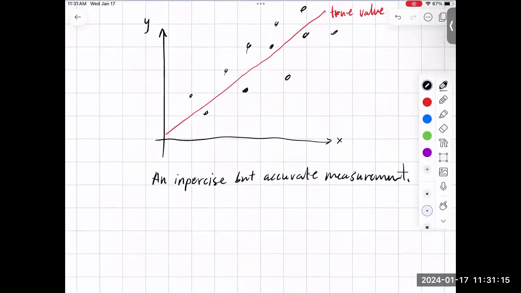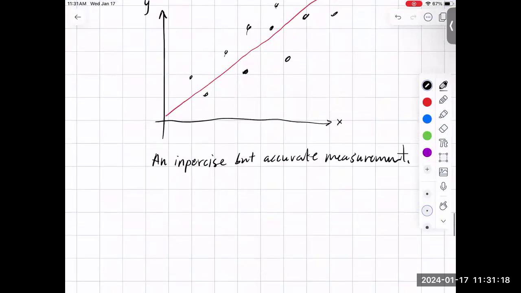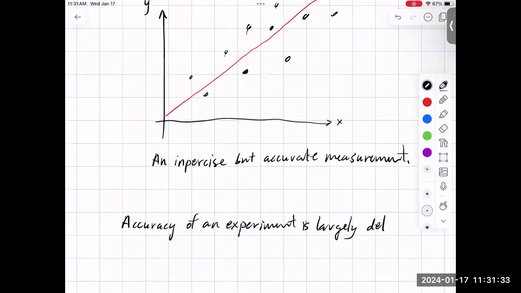So what we can say is that the accuracy of an experiment is largely determined by systematic errors. Okay, so systematic errors are errors that are reproducible.